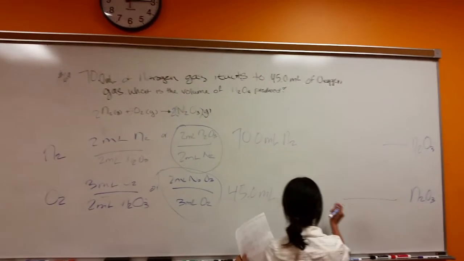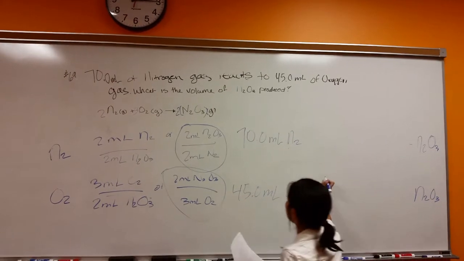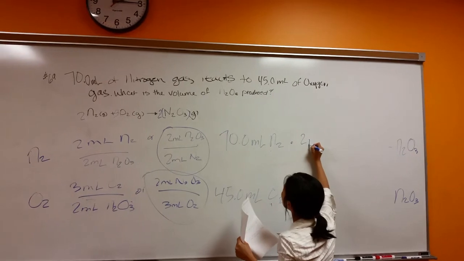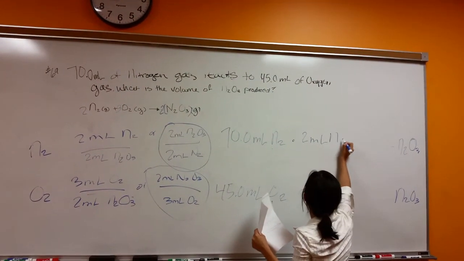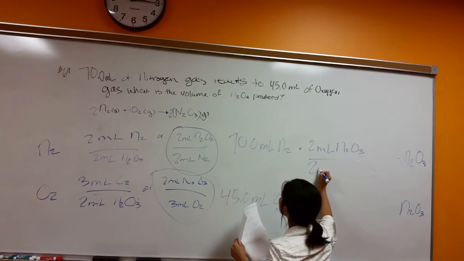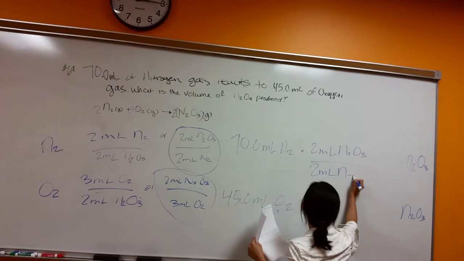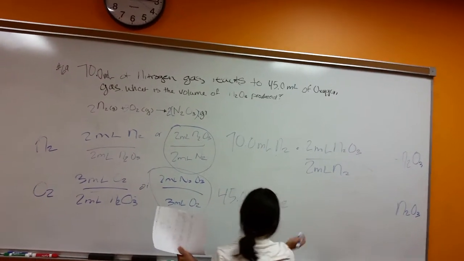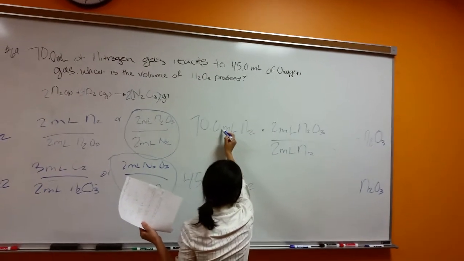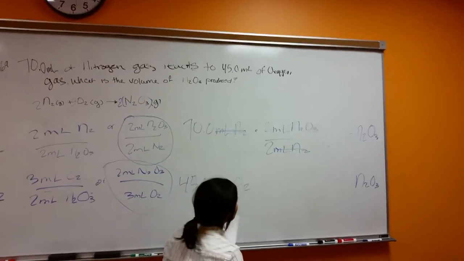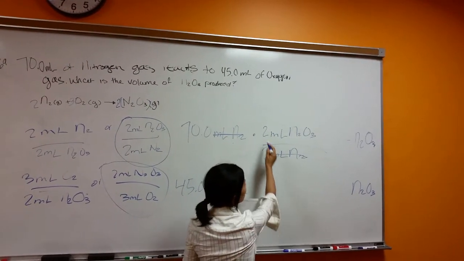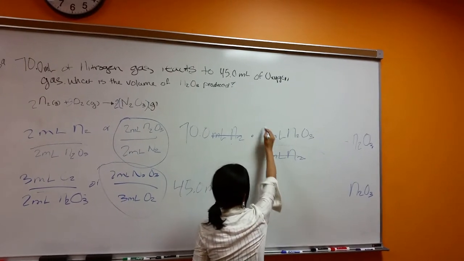Okay, so from here, I'm going to multiply this by 2 ml of N2O3 over 2 ml N2. So my milliliters of nitrogen is crossed out. And from here, I can actually just eliminate it, it's 1-to-1 because 2 over 2 is just 1. So I can just eliminate that.